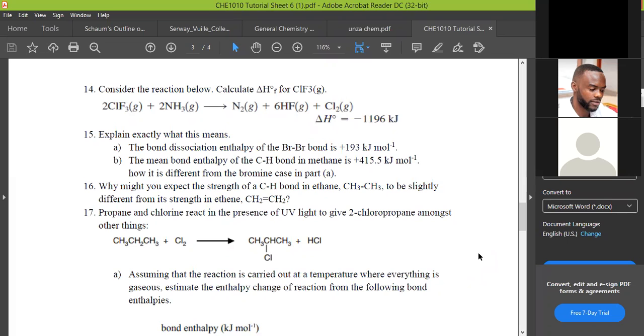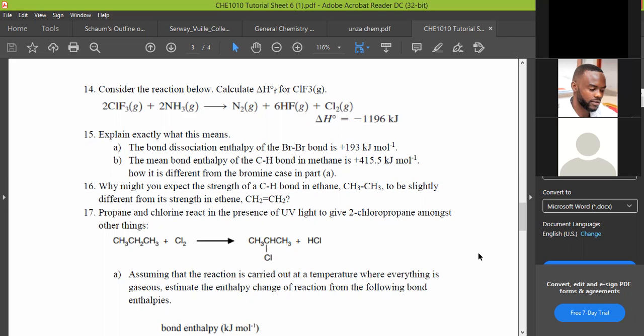They should give you the standard enthalpy of formation of ammonia. They should give you the standard enthalpy of formation of hydrogen fluoride. The only ones that are not going to give you are chlorine and nitrogen because they exist like that. So you don't expect the standard enthalpies of those because their standard enthalpy is what? 0.